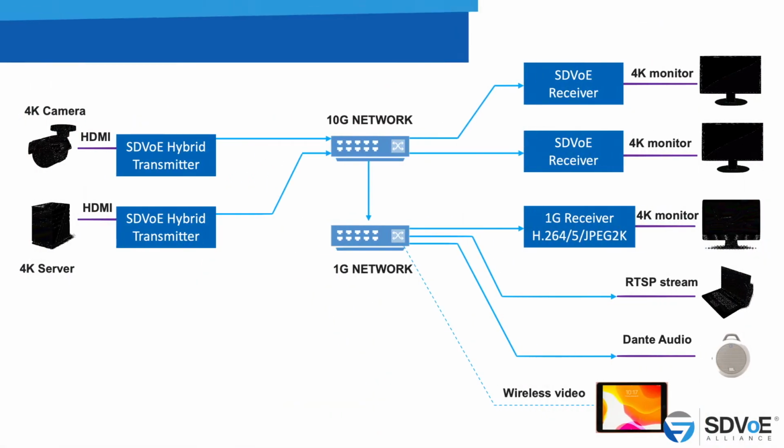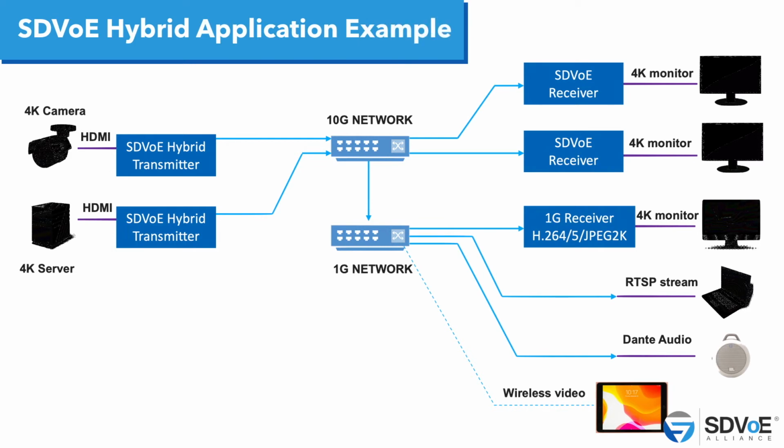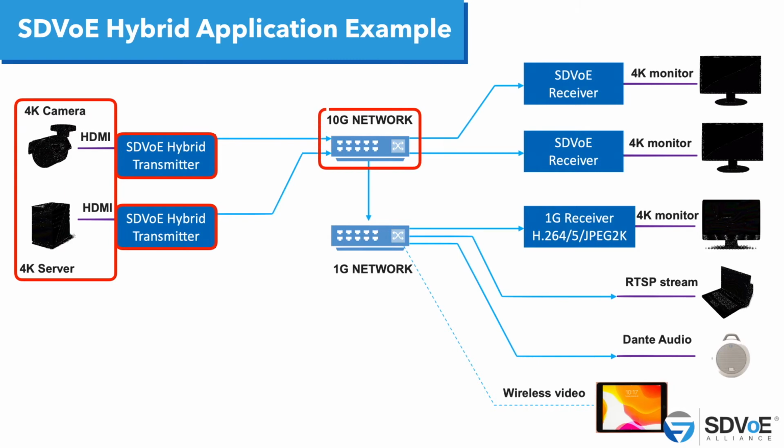So this is an example of the application. You can have all of your video sources connected to our hybrid transmitter device and send them off to the 10G network. Within the same project, where you need the best picture quality, you use an SDVoE receiver to maintain the 10G signal, the high quality uncompressed signal, to the display.